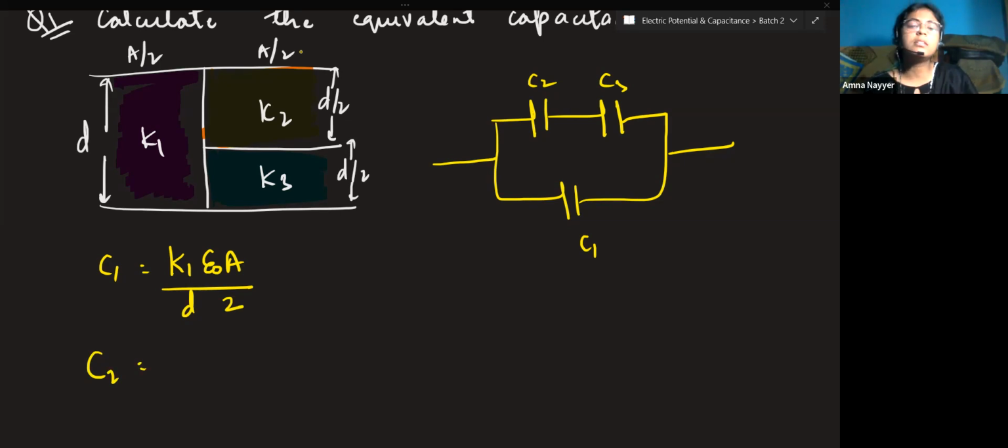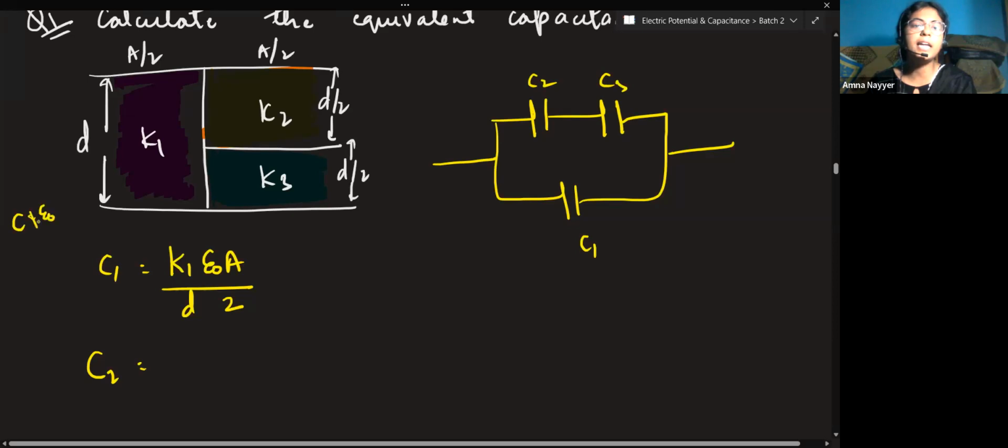Fatima Munir, you try for the second one, K2. Just try, I'll help you with it. This is your dielectric slab K2. Area is A by 2. Distance is D by 2. The general formula is C equals K times epsilon naught A by D. Fatima Munir, try.